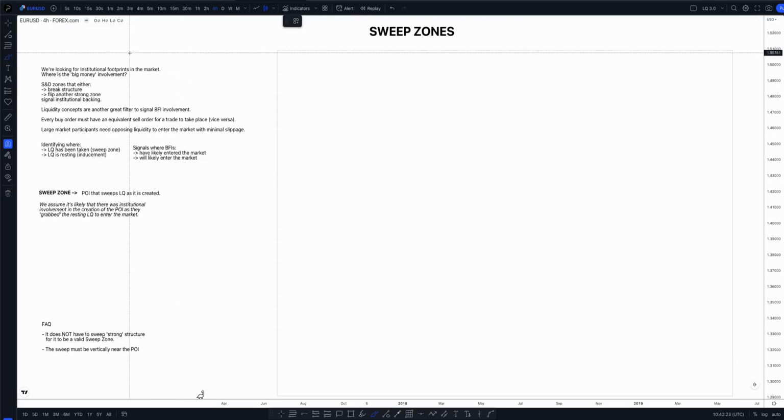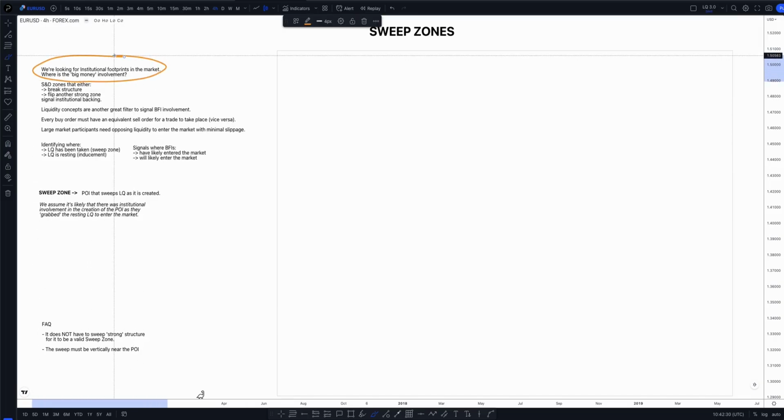And for me, what the philosophy is behind my trading approach is to look for institutional footprints in the market. Okay, so where was the big money involvement? It's a bit of an oversimplification when I say the big money involvement, but it's just an easy way, I think, to hold on to what it is we're trying to do here, right? We're trying to look for where the big guys got involved. I want to be trading with them rather than against them, quote unquote.